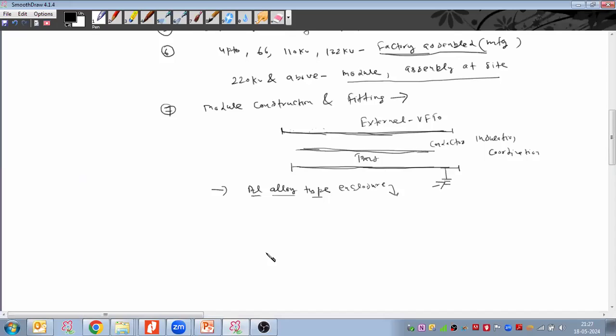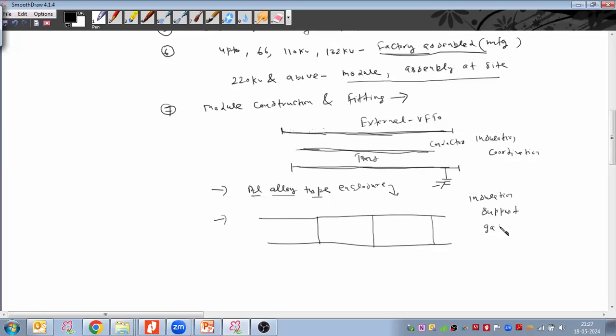So we discussed that we take aluminum alloy type enclosure. This is one line. Second, we discussed that this enclosure is not a continuous enclosure. This enclosure is subdivided with the help of the gas tight insulator. So we take basically two types of insulators in GIS. One is the support insulator, and one is the gas tight barrier insulator.